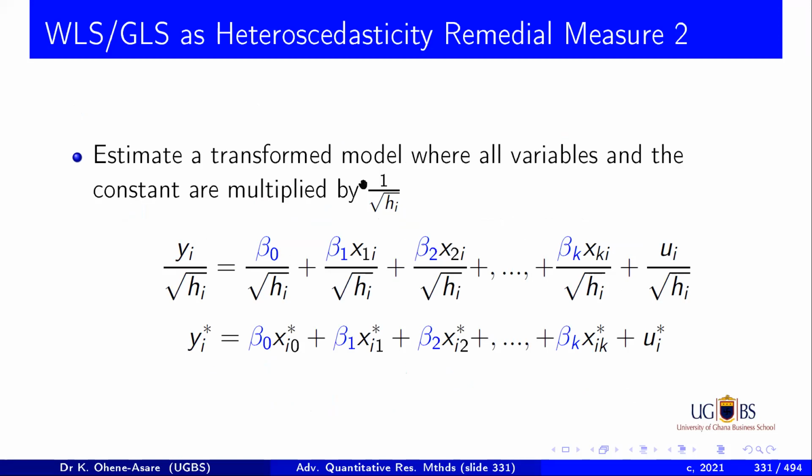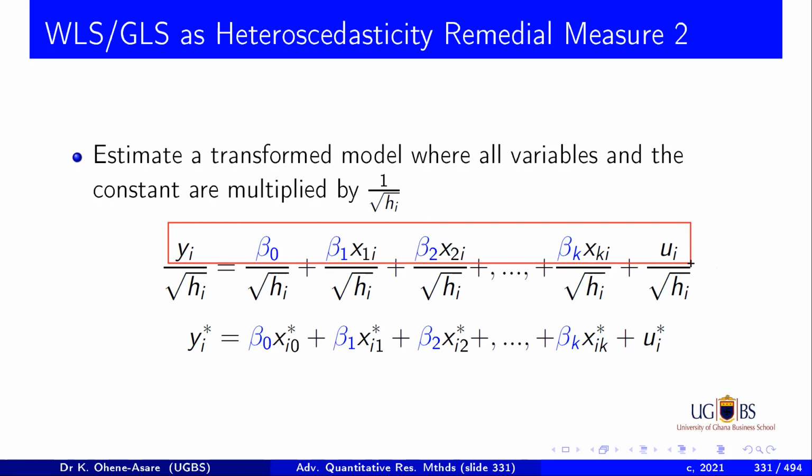So you can estimate the transformed model where all the variables and the constants are multiplied by that. Okay. So let's take the upper part of this model. If you look at the upper part, the upper part is the regression model. Look at the upper part. In case you don't see, I need to use some ways to bring out the point. Okay.